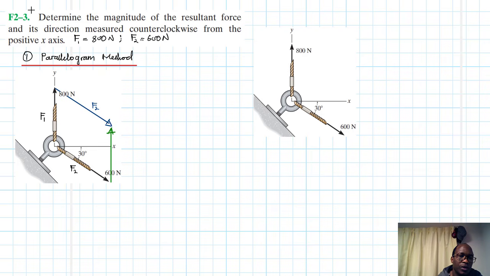Okay, great. So we said this is F2, this is F2. And then we are going to have the resultant somewhere there like so, and this is equal to FR. Okay, great. So we have drawn the parallelogram.